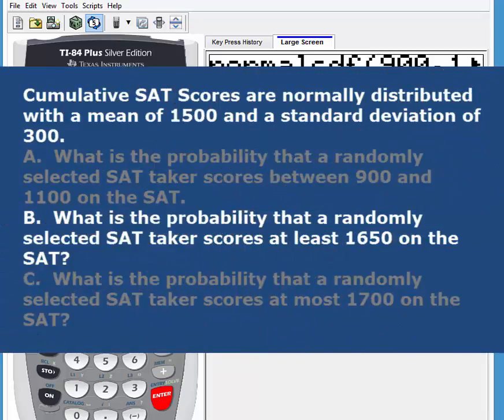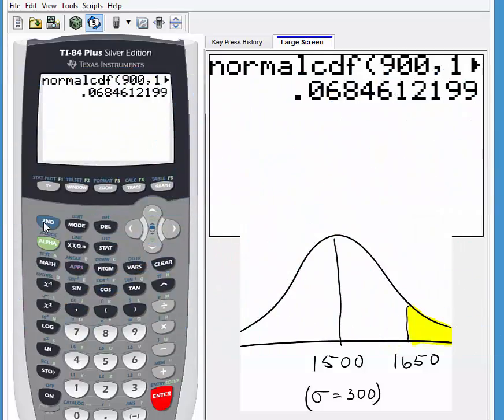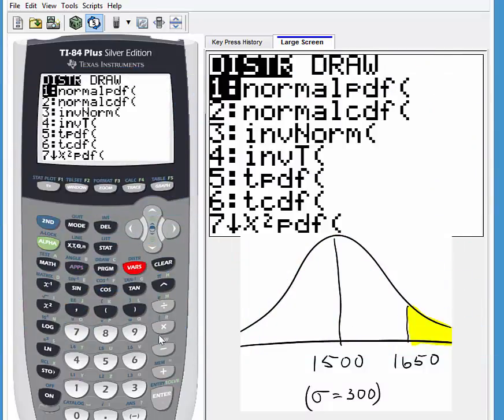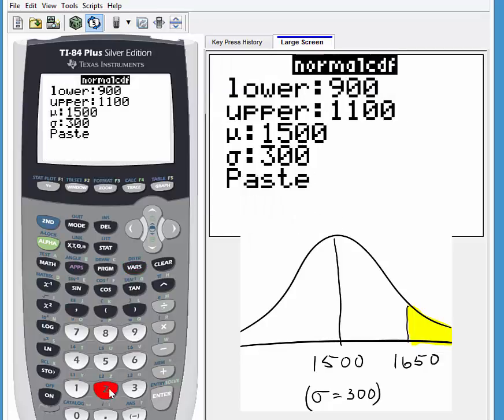Part B, what is the probability that a randomly selected SAT taker scores at least 1650 on the SAT? Again, we're going to draw, label, and shade the normal curve. Okay, once we've done that, I'm going to go to vars to access distribution, number 2. The lower bound this time, since it says at least 1650, that's our lower bound, 1650. Now the upper bound, we actually go out to infinity.